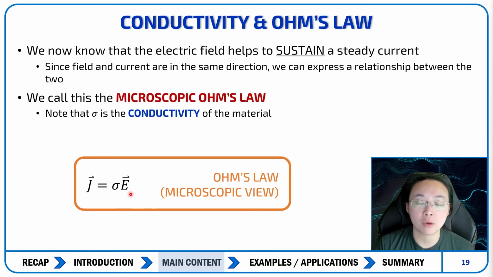There's just this sigma over here, and that sigma has to represent something. If we're looking at current density J and electric field, then sigma can represent the conductivity of the material. The more conductive the material is, the more the current density will be. So the more conductive a material, the more easily current can flow through it. That would be the definition of Ohm's law from a microscopic perspective.